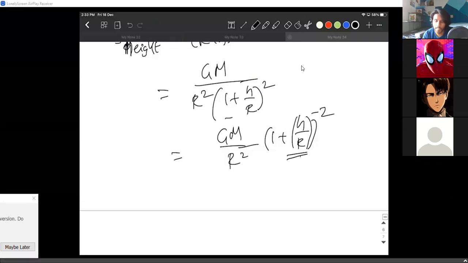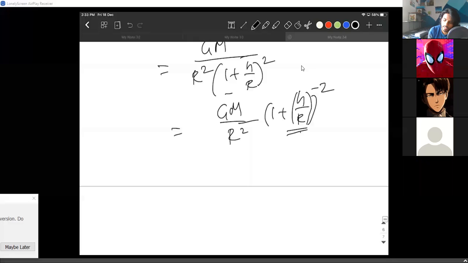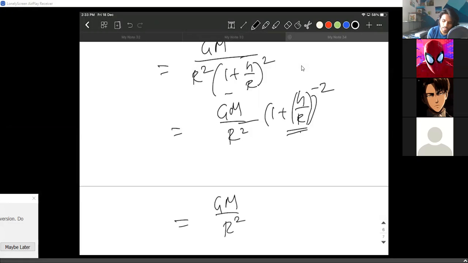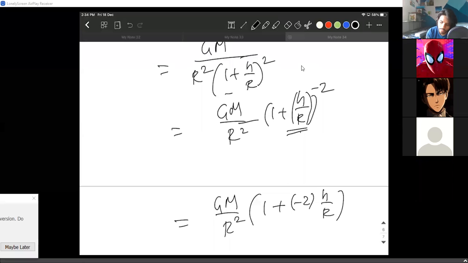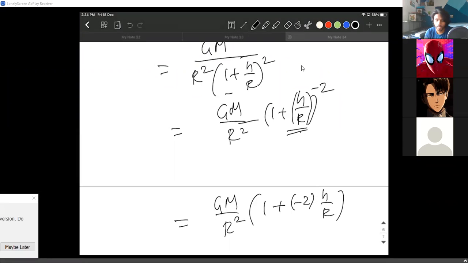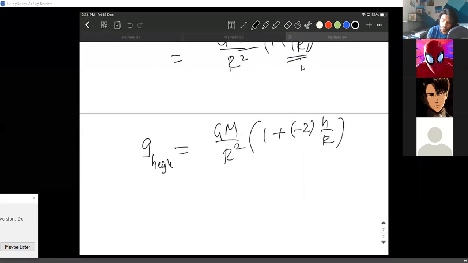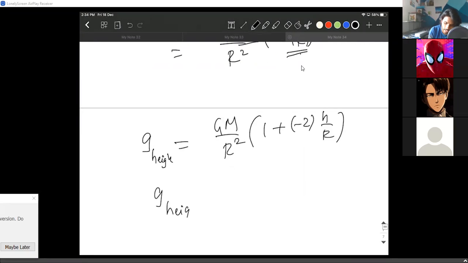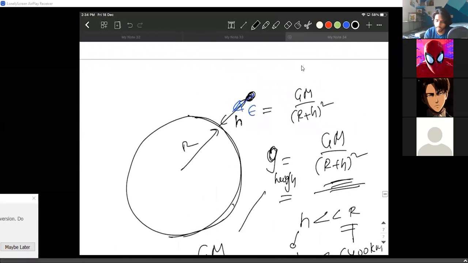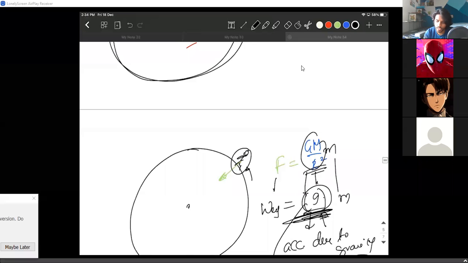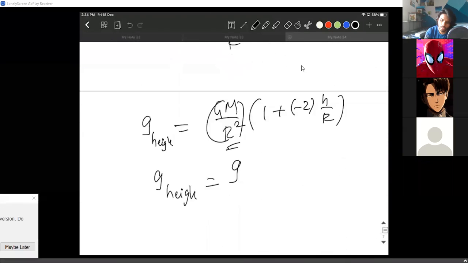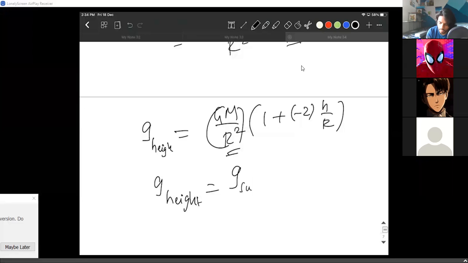Since this value h by r is very, very small, I'm going to apply it. Watch it. I just leave the GM by r square like that. I'm going to write 1 plus minus 2 into h by r. So this is g at a height. So if I go further, I can write g at a height equals g at surface, remember, GM by r square. That is the value of g at surface. So g at a height equals g at the surface into 1 minus 2h by r.